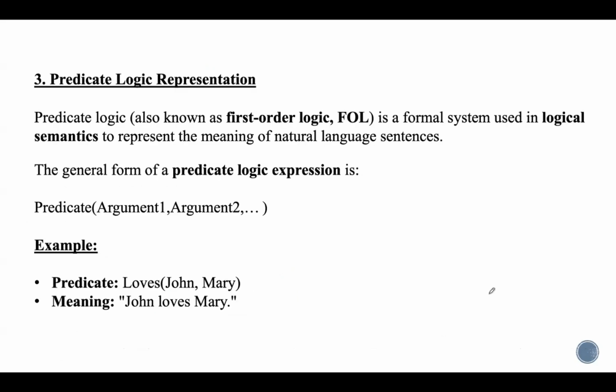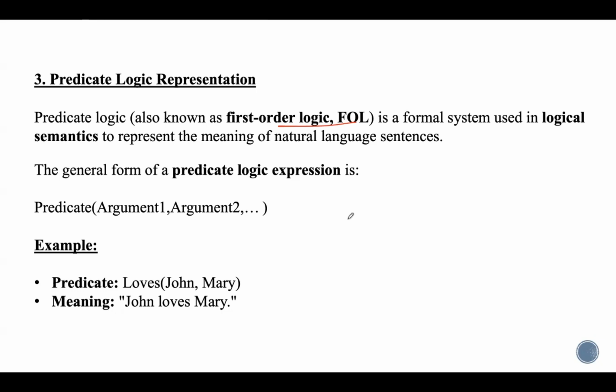Then predicate logic, which is also known as first order logic or FOL. This is a formal system used in logical semantics to represent the meaning of natural language sentences. It provides a structured way to represent the relationship between entities and properties in a sentence. The core components of predicate logic are predicates, arguments, quantifiers, and logical connectives.